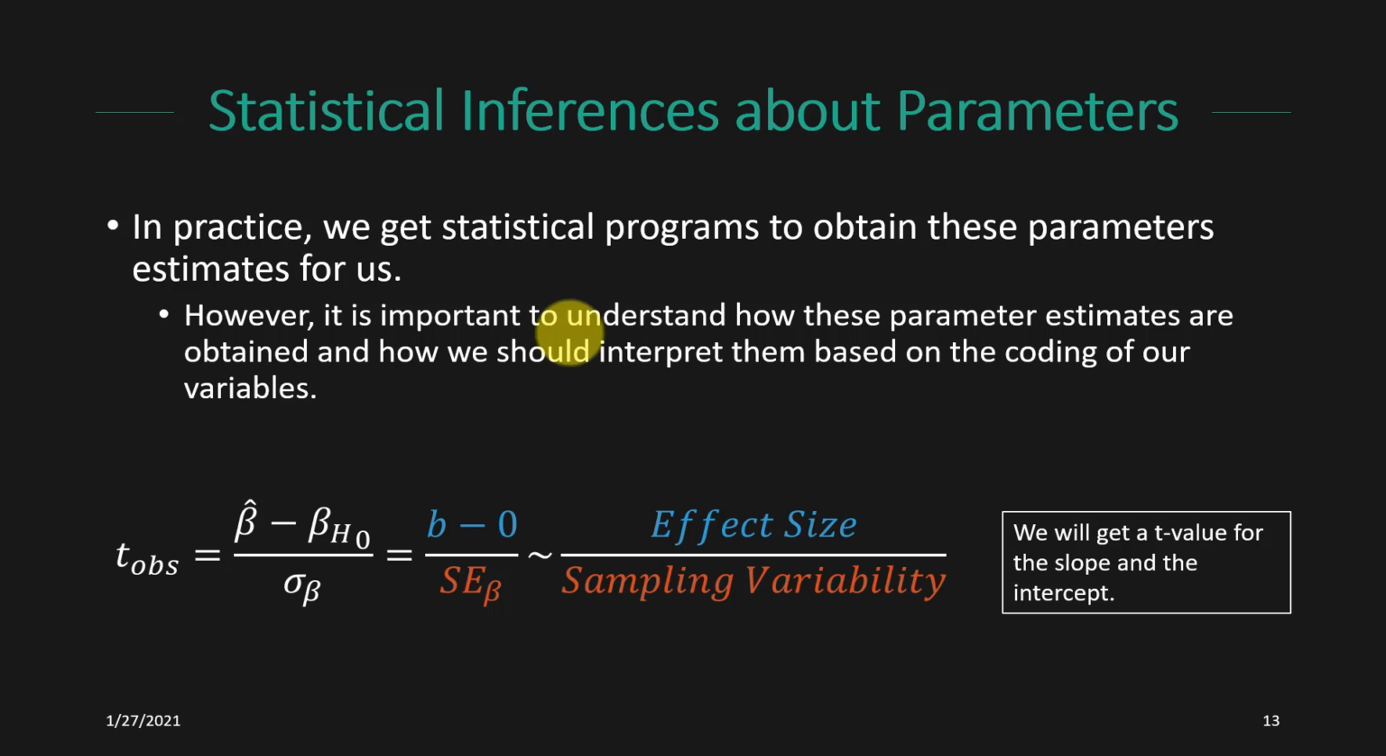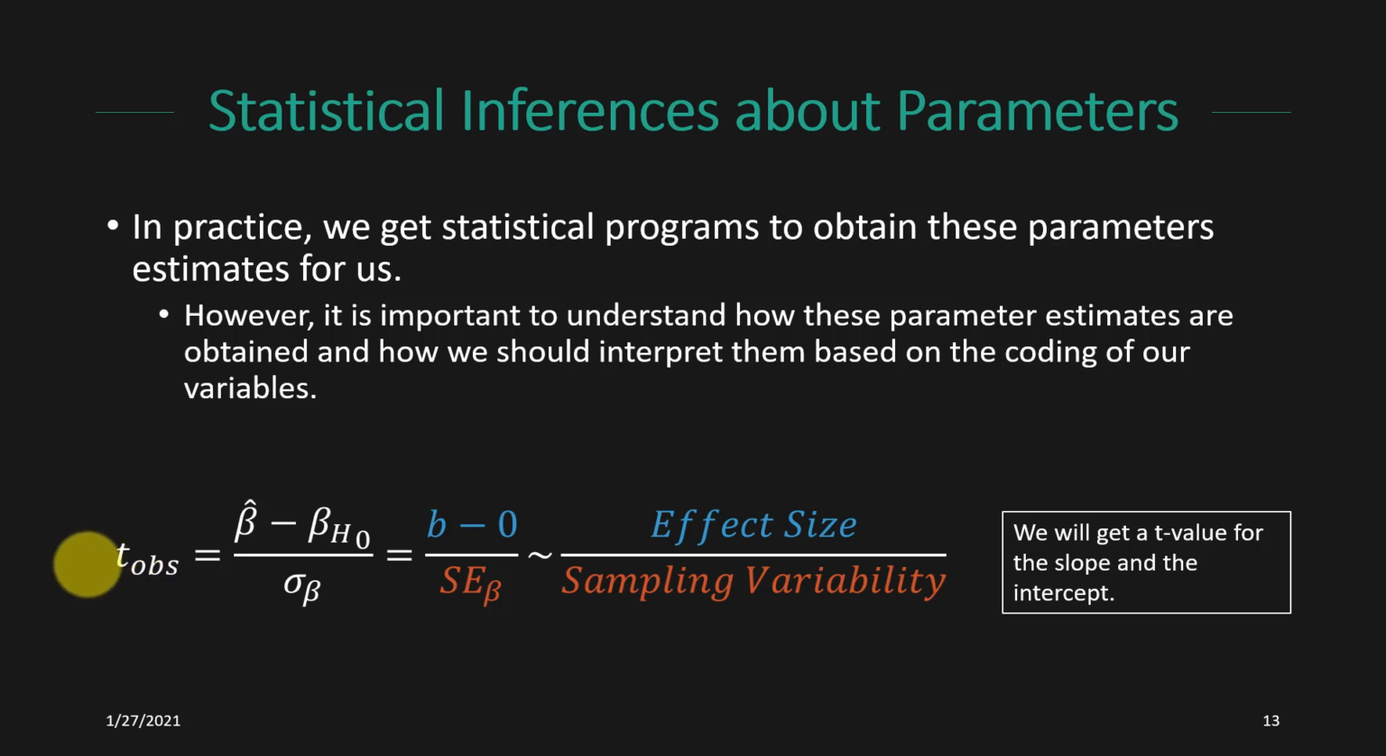And we have a few different ways to do that. The first one is that we can actually do a t-test for each parameter. The second one is that we can do an f-test for the model in an analysis of variance, which is what we're going to talk about in the next video. But let's focus on the t-test for now.